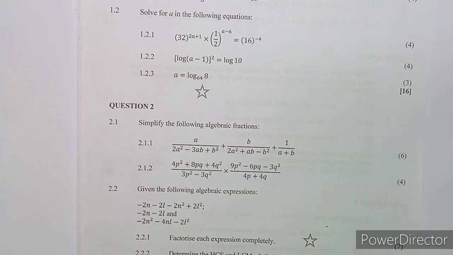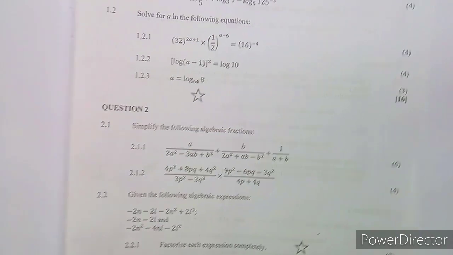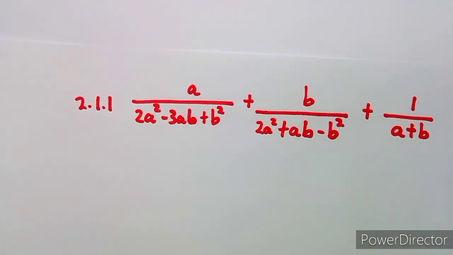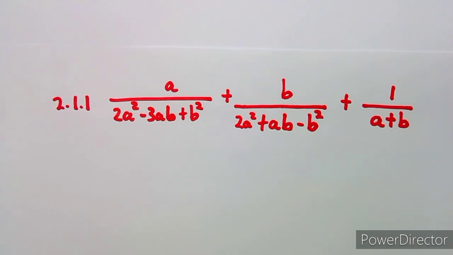Simplify the following algebraic fractions on question 2, which is 2.11 there. We are asked to simplify. That is what we had. So I shall just quickly brush through this question, guys. As you can see, we've got about 10 marks from that question, which is 6 marks from this one and 4 marks on another one.